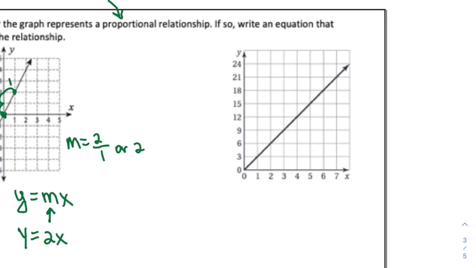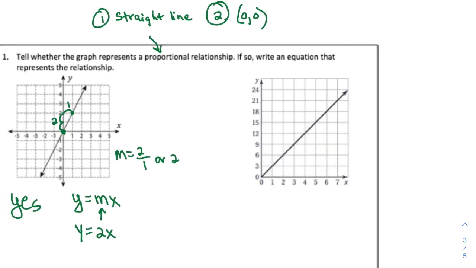All right, so let's check out this guy. Our first job is to determine whether this graph represents a proportional relationship. So, is it a straight line? Yep, it is a straight line. In fact, does it go through 0, 0? It does. So this line, again, is proportional. So we would write yes, or we would write proportional. Spelled that very wrong. All right, so it is proportional.